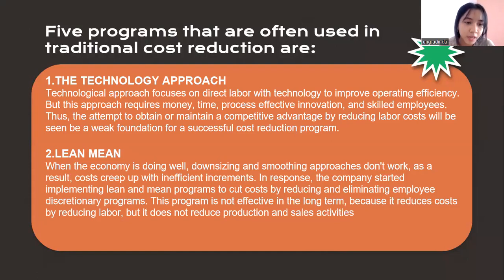And then lean and mean. When the economy is doing well, downsizing and smoothing approaches don't work. As a result, costs creep up and inefficiencies increase. In response, companies start implementing lean and mean programs to cut costs by reducing and eliminating employee discretionary programs. These programs are not effective in the long term because they reduce costs by reducing labor, but they don't reduce production and sales activities.